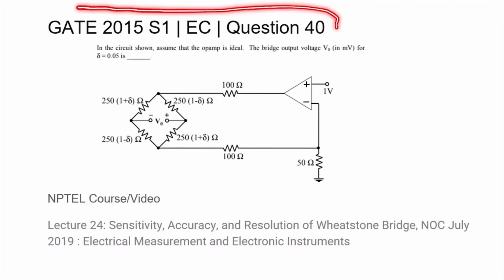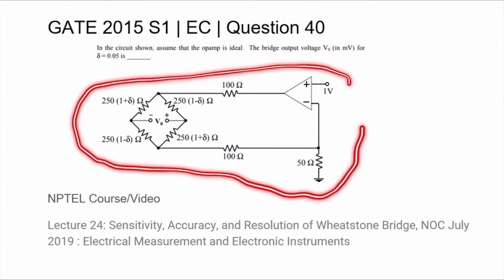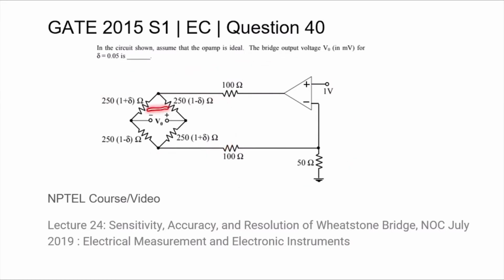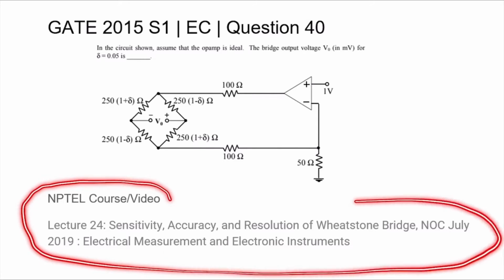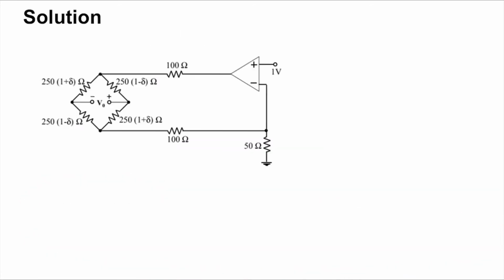Question 40 from the GATE 2015 session 1 EC paper, where we are given this op-amp circuit connected to a Wheatstone's bridge and are asked to find out what the bridge output is for a delta of 0.05. Underneath the question, you will find the title of the NPTEL course or video relevant to this topic.